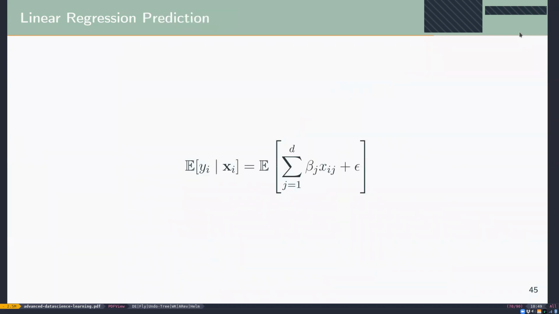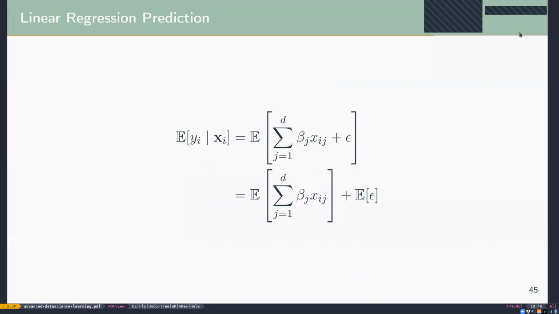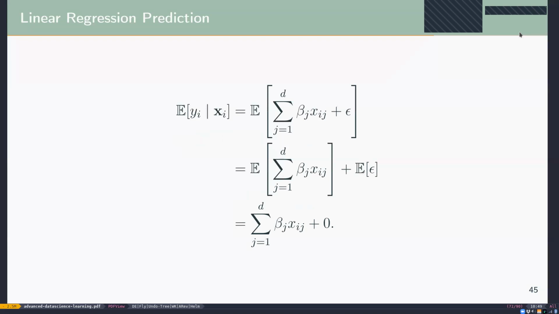So because we have this noise, when we're looking for predictions, we are looking for the expected value. So if I take the expected value of y_i given x_i, it's very simple. I can split this expectation. I know the noise has an expected value of 0. So I end up with the expected value just being this linear predictor. Okay, we've all seen this before.